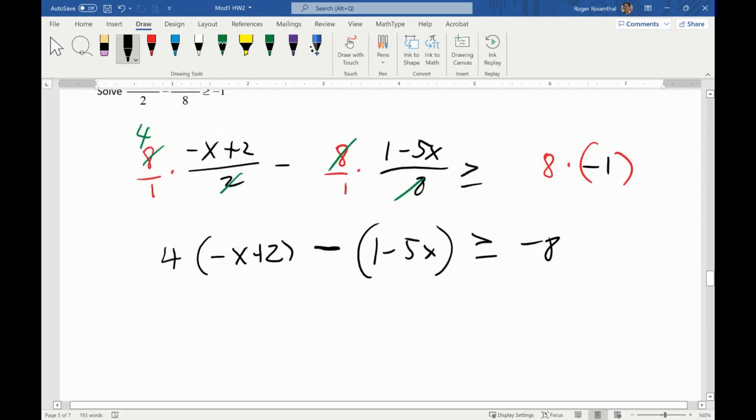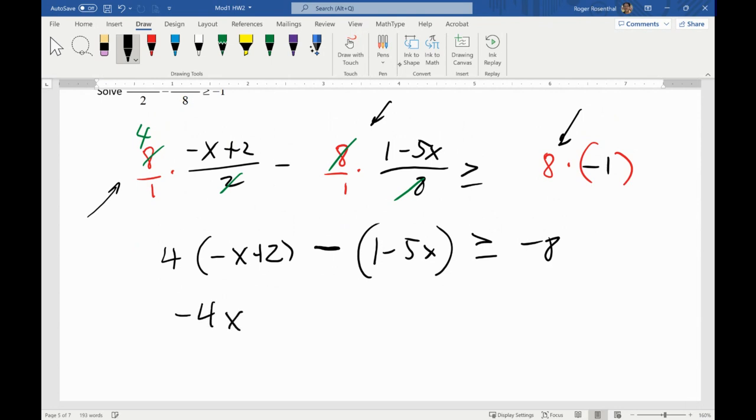By the way, you might have been thinking I should reverse the signs because I multiplied. No, you only reverse the sign if you multiply by a negative, and we multiplied by a positive here, so that doesn't cause any trouble. Now, distributing, I get negative 4x plus 8. Distributing the minus, I get minus 1 plus 5x is greater than or equal to negative 8.